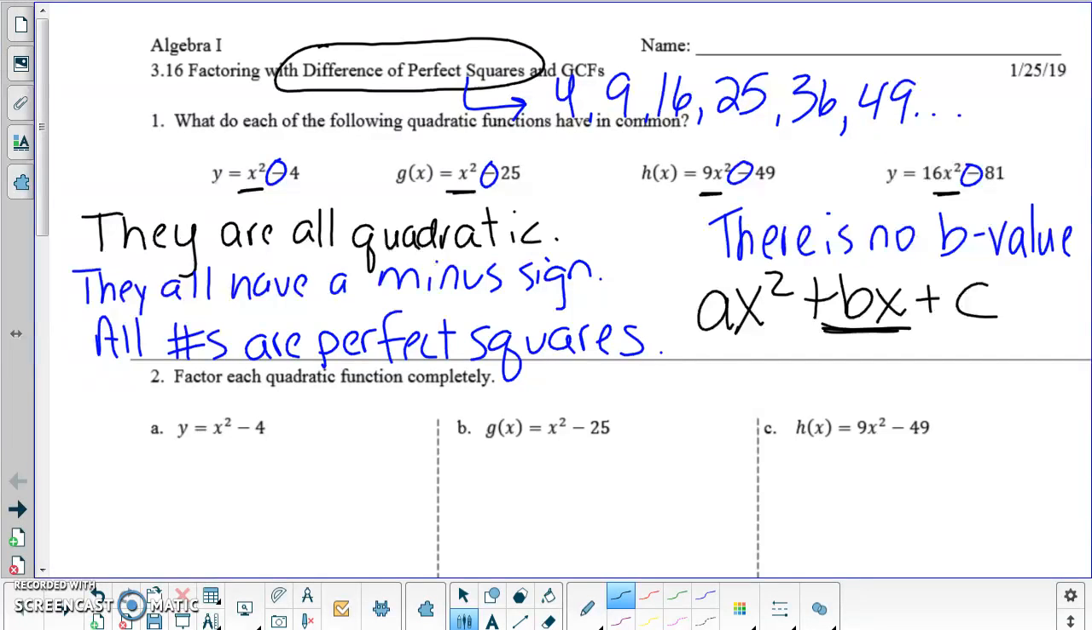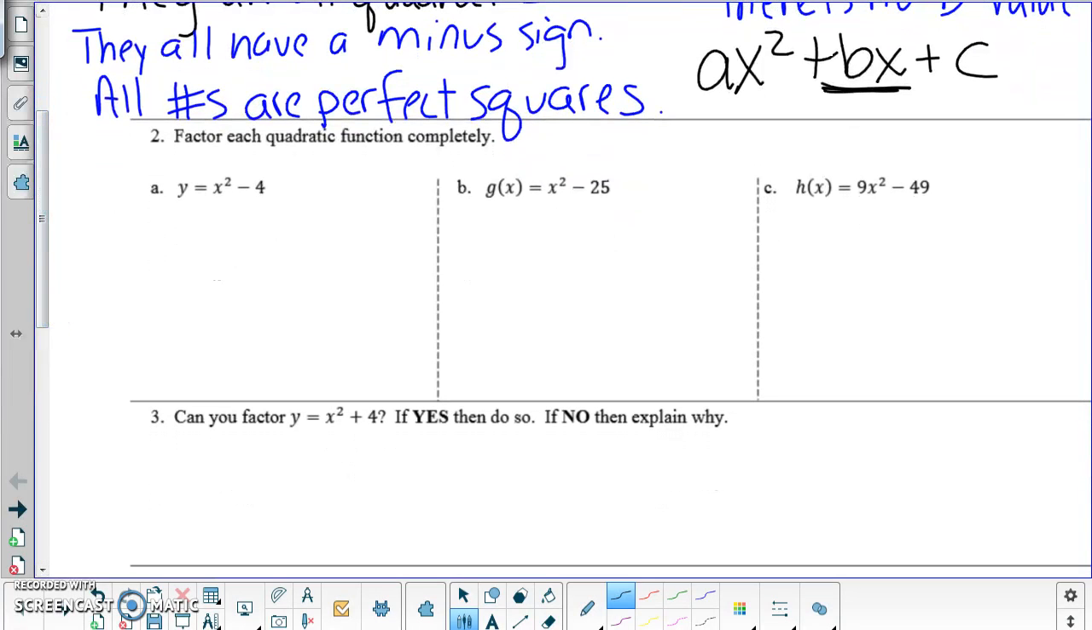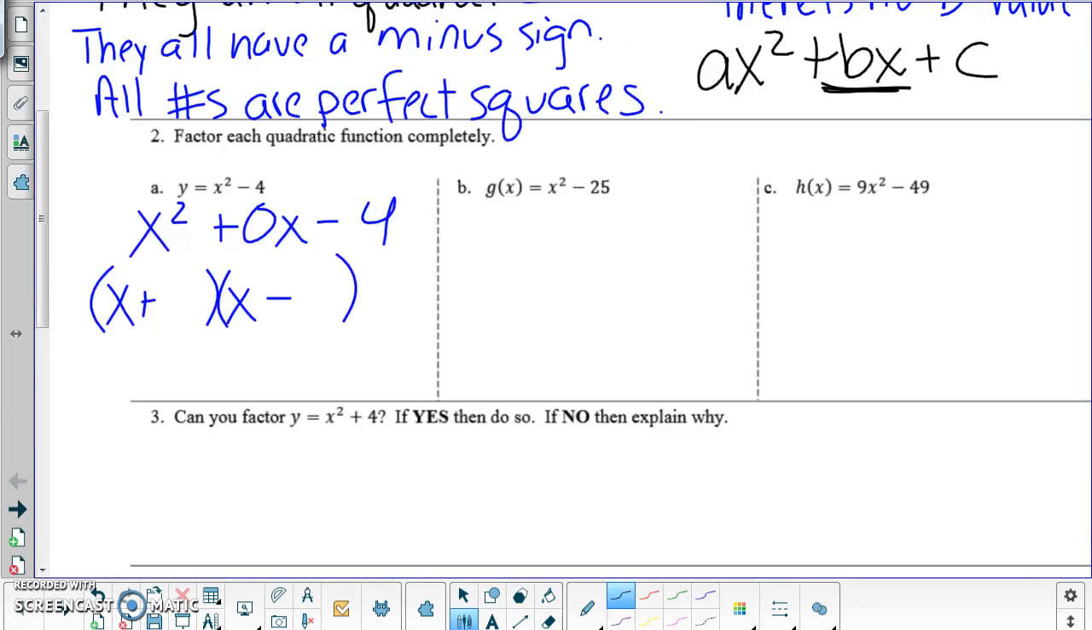So let's go ahead and factor these. If I take a look at letter A, x squared minus 4, really the b value is 0. So if we write 0x, we could do that. This is a difference of two squares. It's an x squared, I see a minus sign, and 4 is a square number. So the way this factors is x plus and x minus. I know the signs are different because the only way I get a negative 4 is if the signs are different. Now the square root of 4 is 2. So it's x plus 2, x minus 2.